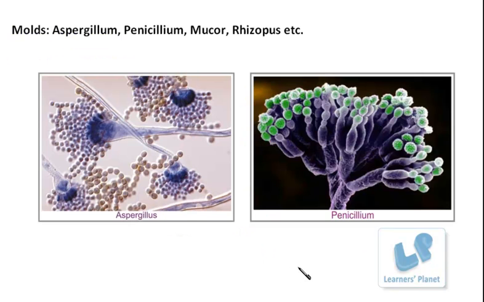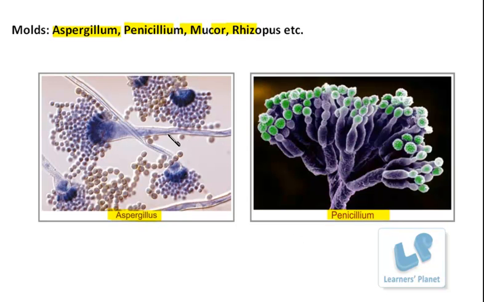The next example is that of mold. Fine. So different molds, as I mentioned, include Aspergillus. Aspergillus, that means a singular form. Fine. Then Penicillium, Mucor, Rhizopus, etc. So in this diagram you can see here, the first one is the Aspergillus and the other one is the Penicillium. So you can see that they have this stalk-like structure over which these round bodies are present. Can you make out any difference between these two organisms?